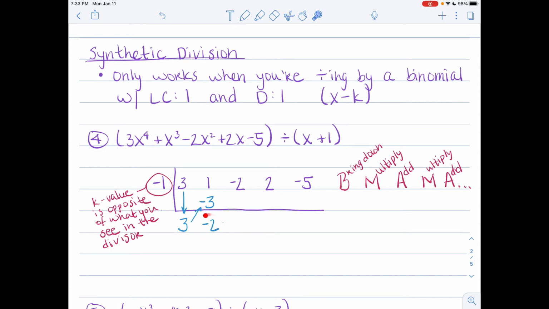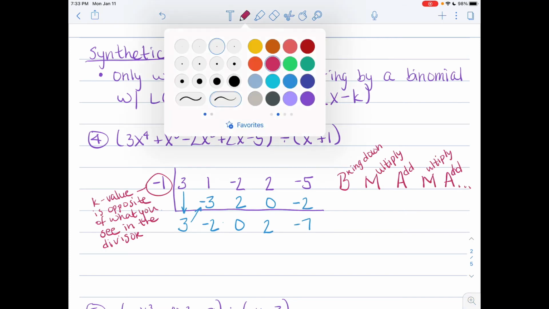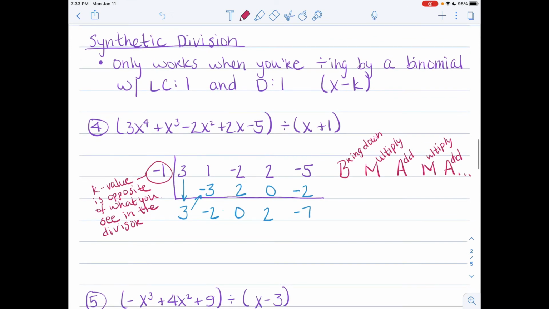So now we will take the -2 and multiply by -1, our k value. That gives us a +2. Adding will give me 0. 0, the number I just wrote, times -1, well, that's just going to be 0. Adding 2 plus 0, I get 2. And then finally 2 times -1 will be a -2. And then our last adding is -5 and -2 to give me -7. All right, so this doesn't look like much yet, but it's about to be our quotient and our remainder.